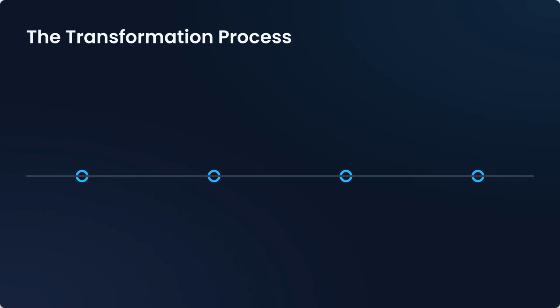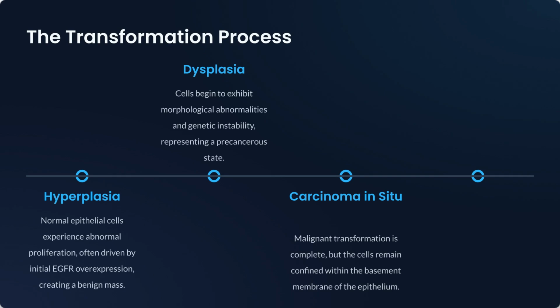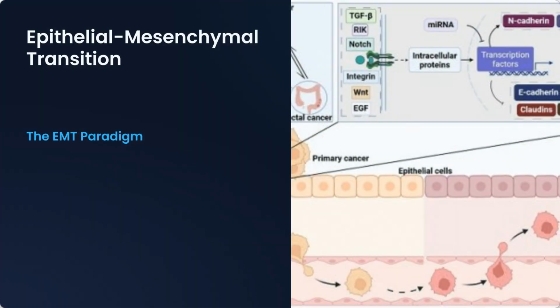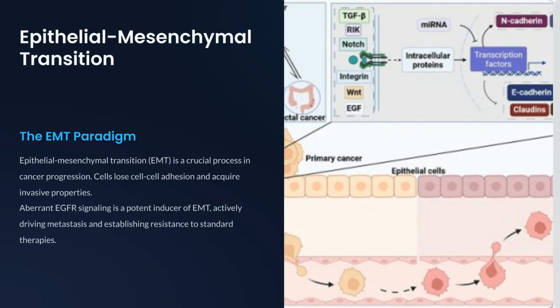The transformation process begins with hyperplasia, followed by dysplasia and carcinoma in situ. Finally, it progresses to invasive cancer driven by EMT and protease secretion. Epithelial mesenchymal transition, or EMT, is a critical step where cells lose adhesion and gain invasive properties. Aberrant EGFR signaling is a strong inducer of EMT, driving metastasis and therapeutic resistance.